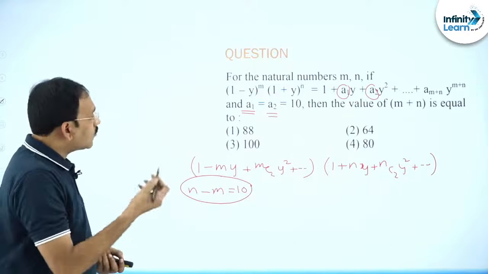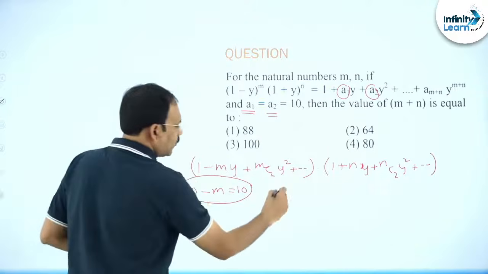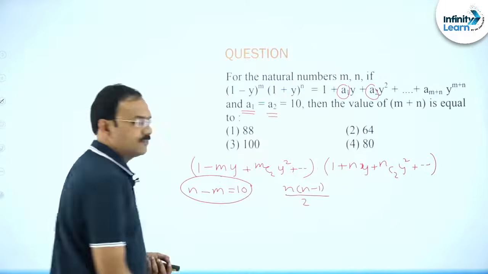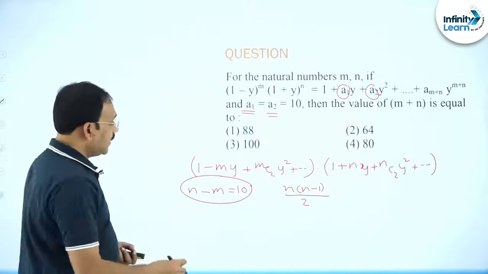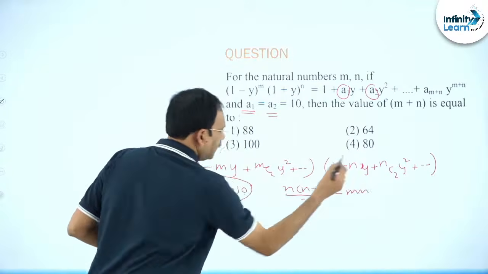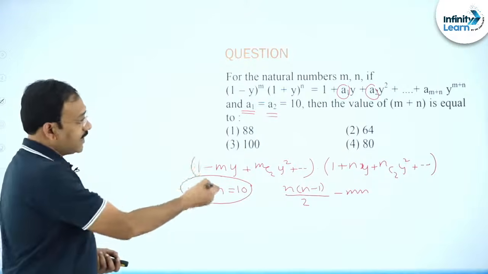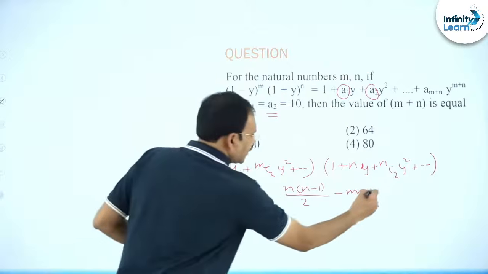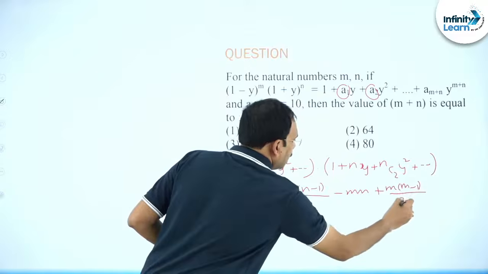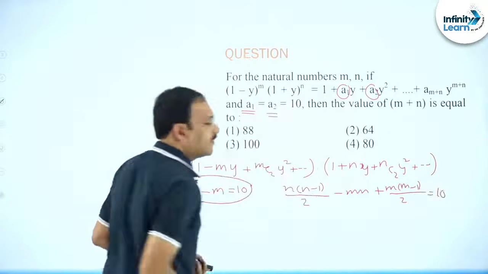Whereas for the y square coefficient, constant into y square coefficient, n into n minus 1 by 2, then the y term into y, that is minus mn, then next the y square coefficient into their constant, that is m into m minus 1 by 2, is also given as 10.